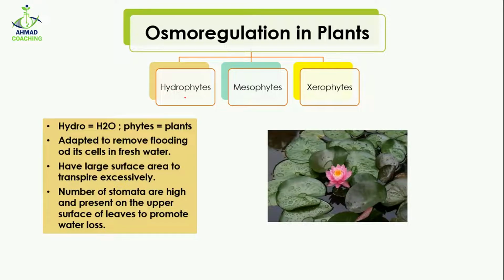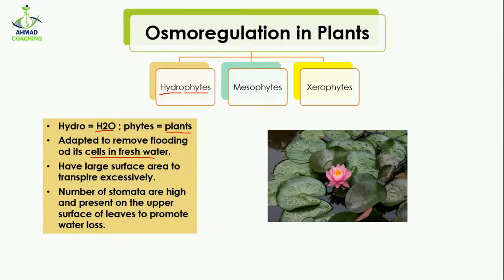First of all, hydrophytes. The word hydrophyte is made up of two words, hydro and phytes. Hydro means water while phytes means plants. So hydrophytes are the plants which live in water, or water plants. They are adapted to remove flooding of their cells in fresh water.